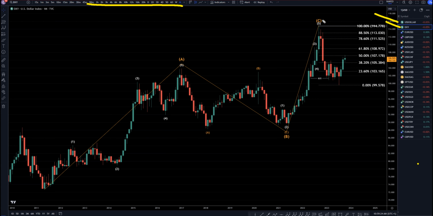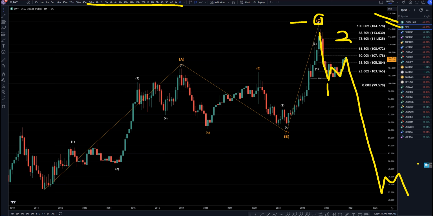On the DXY, I'm still looking at this as an ABC correction and possibly the end of a correction right here. I think this first move down still could be a 1. I still think this move up could be a wave 2, which I do not think has proved to be over yet. And I still think eventually it is going to go down and make a 3, 4, and wave 5.